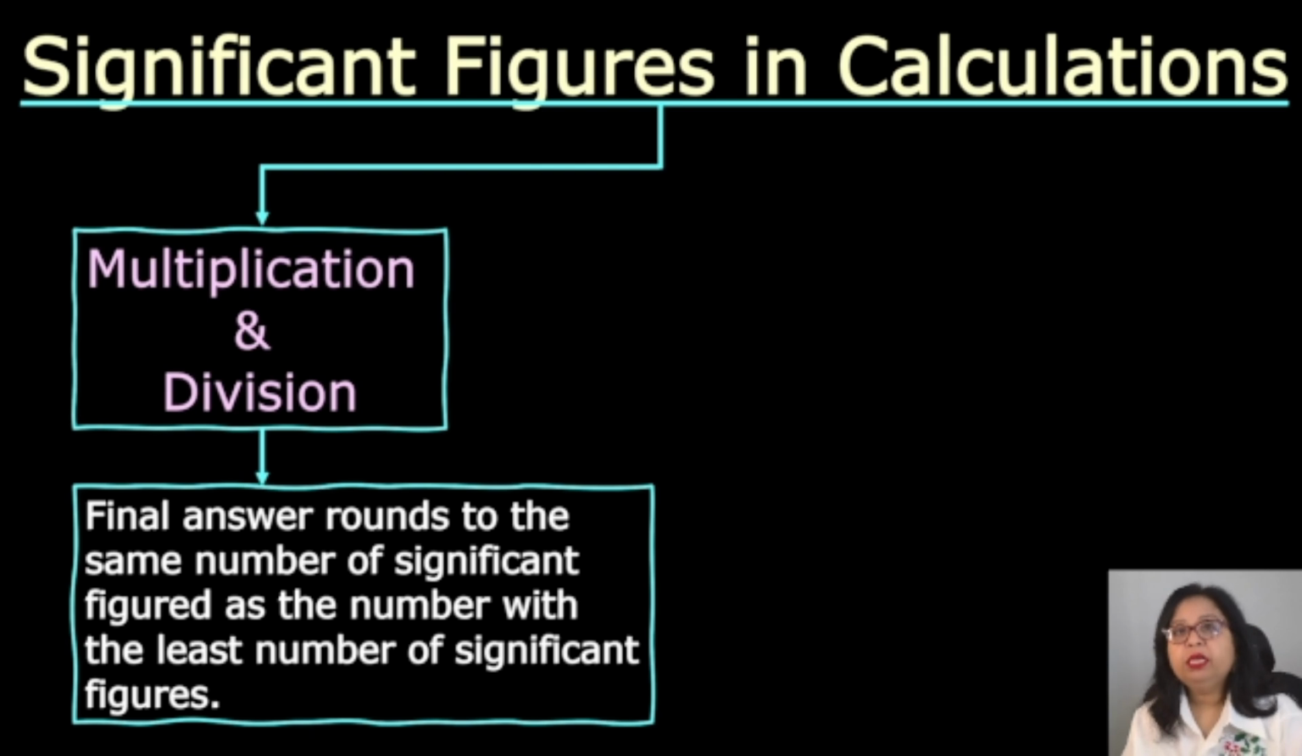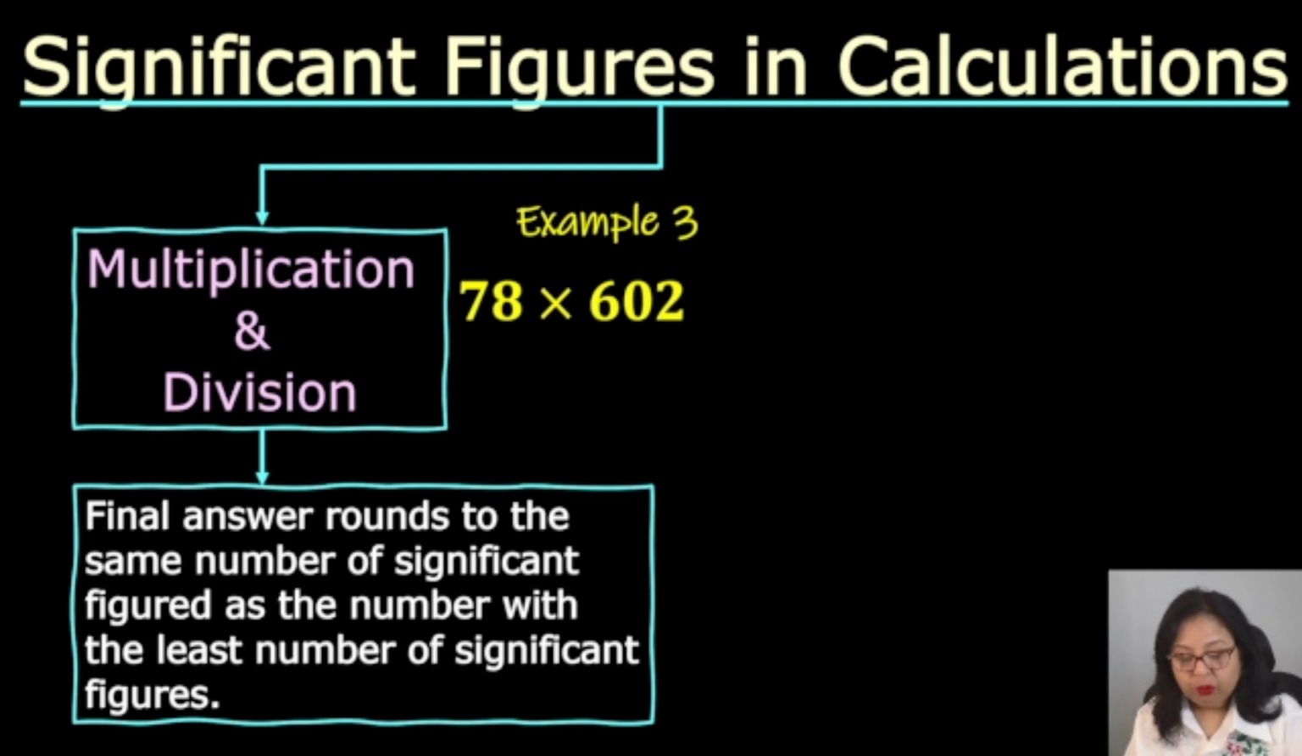So for multiplication and division, the rule is different. Here, again, whatever numbers are given to you, go ahead and perform the operation of multiplication or division, whatever it is that you're asked to do. And at the end, the final answer would be rounded off to the same number of significant digits as are the number of significant digits in the number with the least number of significant digits. Again, a lot of words. But we are going to understand this rule with the help of an example.